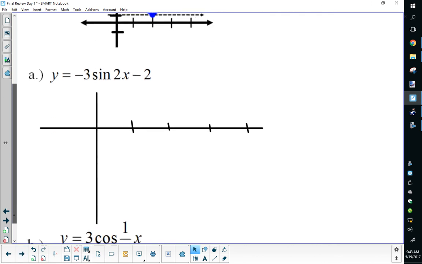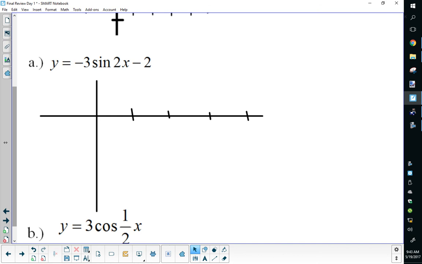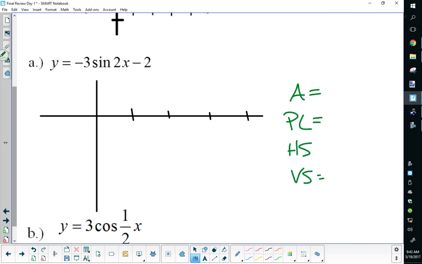Okay, I don't want to go through that example. We just did one. Let's look at example A. First thing we're going to start off is list the important stuff: amplitude, period length, horizontal shift, and vertical shift. I'll give you reminders on that on the test in terms of what you need to start with. But that's our base stuff.